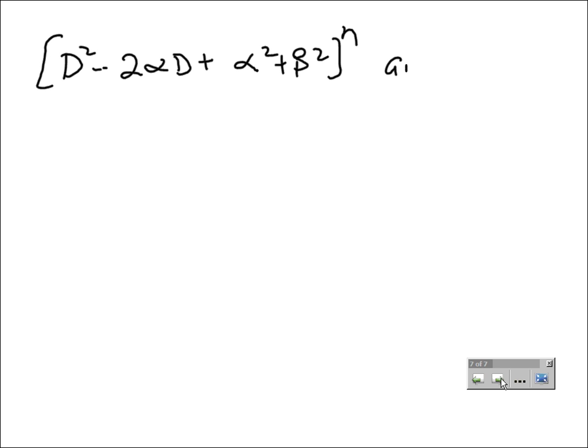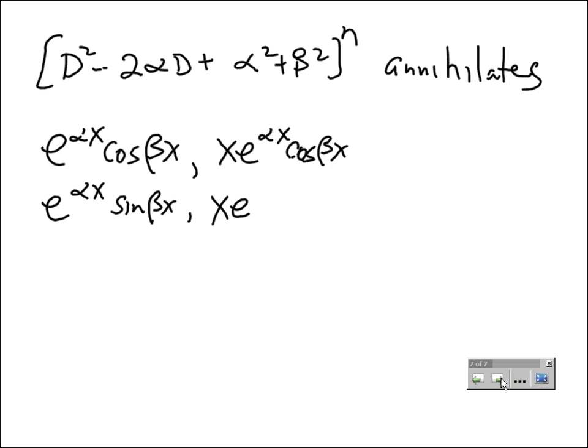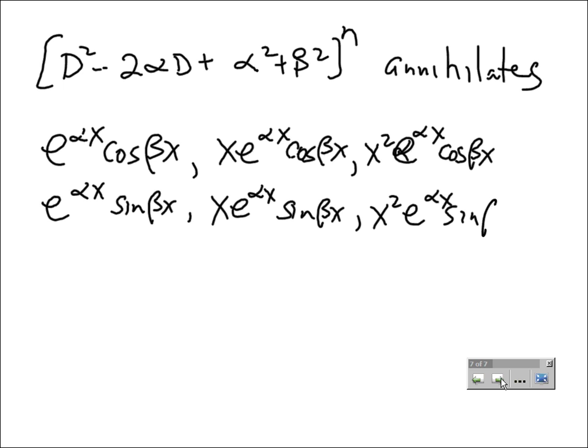It turns out that (D² − 2αD + α² + β²)ⁿ will annihilate all of these: e^(αx) cos βx, as well as e^(αx) sin βx, and x e^(αx) cos βx, also x e^(αx) sin βx, and x² e^(αx) cos βx, x² e^(αx) sin βx. And this keeps going.